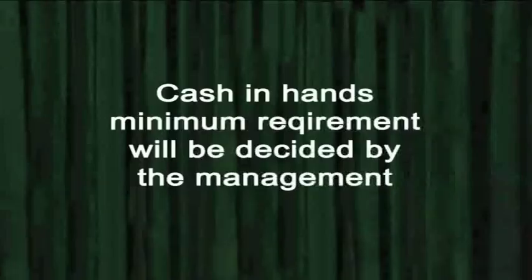Till now we have learned to compute the inventories, all 3 segments of inventories, that is raw material, work in progress and finished goods. Then we have learned to compute debtors, and now the question comes about cash in hand. Cash in hand's minimum requirement will be decided by the management. With this we have learned to compute the current assets on an estimated basis to find out working capital. Thank you.